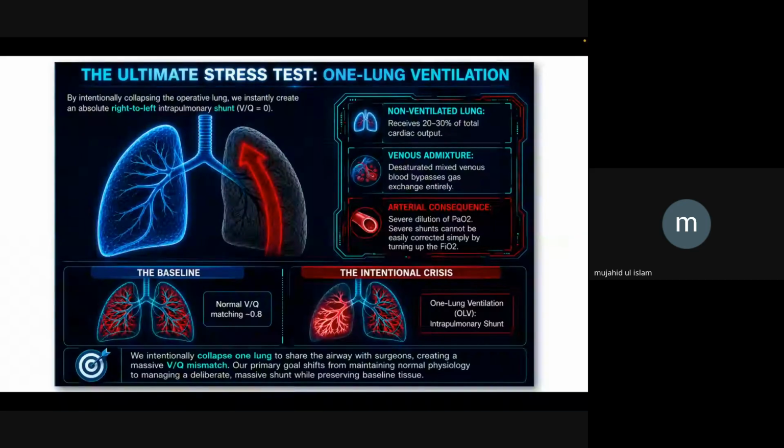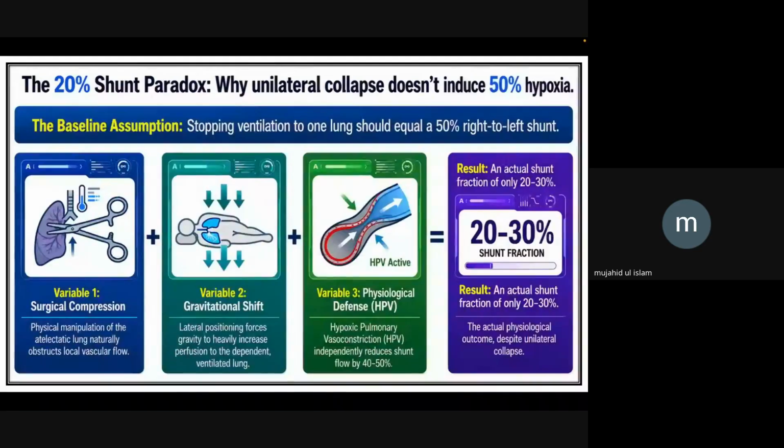One lung ventilation is the ultimate physiological stress test in thoracic anesthesia. By intentionally collapsing the operative lung, we create an absolute right to left intrapulmonary shunt. The non-ventilated lung continues to receive approximately 20 to 30% of the cardiac output, but this blood bypasses gas exchange, producing venous admixture and a fall in PaO2.